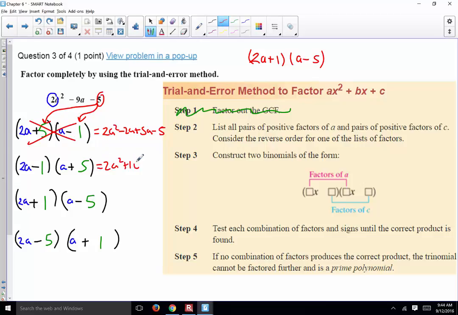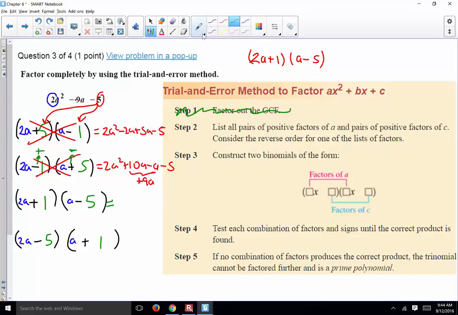2a squared 10a minus a minus 5. Did it make it? This is positive 9a, almost, except this is minus 9. Didn't make it. Okay, one smart idea. If you got the opposite of what you're supposed to get, simply flip the signs, flip these signs, you will get the right answer. 2a plus 1, a minus 5, where is it?